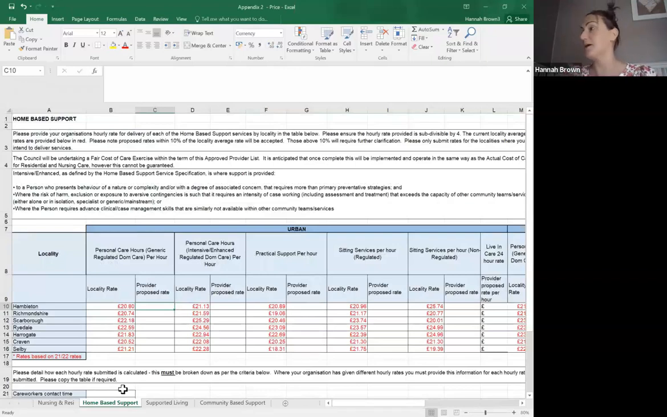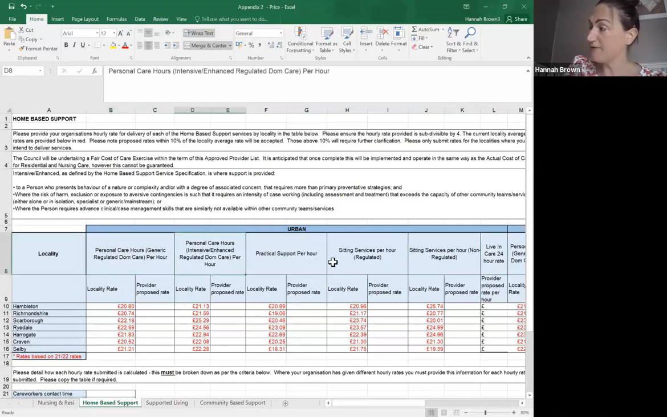So I'll just move on to the home-based support list tab. This probably looks quite busy on the screen, so apologies. This is not largely different to previously, in that, as I mentioned, we're asking you to submit rates against each of the different services that are delivered under this list. So this list is for all services in a person's home. So that's regulated personal care, generic and complex, practical support, sitting services, both regulated and non-regulated, and then living care.